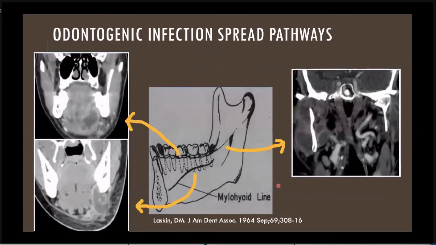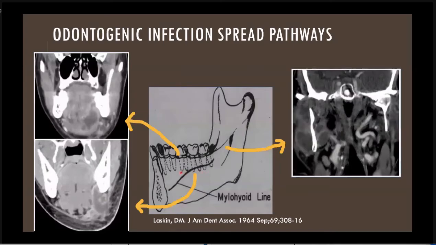The question that presents itself is, what defines these different compartments? Why does some infection go to the sublingual space while others go to the submandibular space or masticator space? The defining factor is what we call the mylohyoid line. It is basically the line at which the mylohyoid will insert itself at the inner aspect of the mandible.